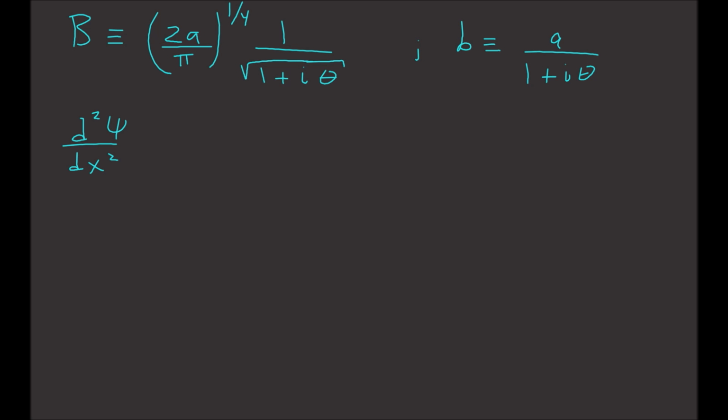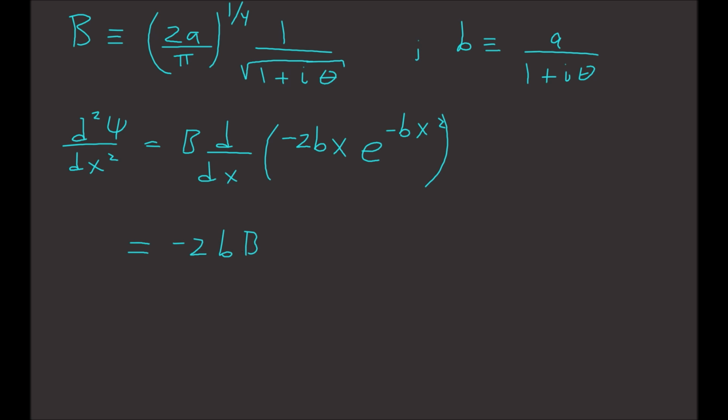Okay, so the second derivative of psi with respect to x is equal to, we're gonna factor out b outside, and if I take the first derivative, which is 2 minus 2bx e to the minus bx squared, right? Taking another derivative, this gives us minus 2b times big P times 1 minus 2b x squared times e to the minus b x squared.